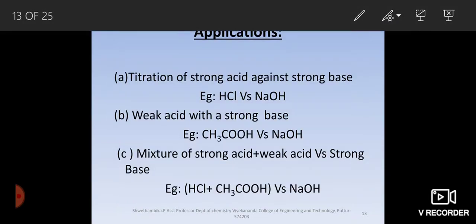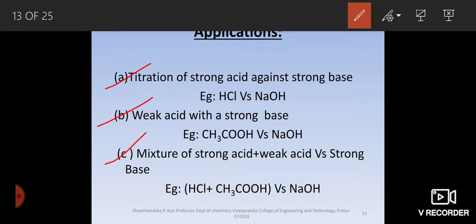Let us now go for applications. Here we are taking 3 different cases, specific cases, and we are seeing how conductance varies. So first one is titration of a strong acid versus a strong base. Best example is HCl versus NaOH. HCl is a strong acid, NaOH is a strong base. Second one, weak acid with a strong base. Weak acid example is acetic acid. Strong base is sodium hydroxide.